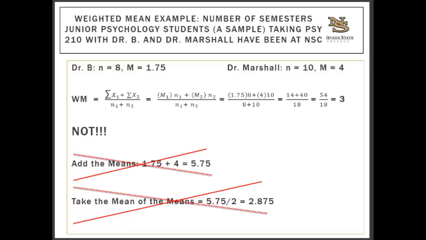Now remember, I said that the whole point of the weighted mean is that you want the mean that comes from the larger sample to carry more weight or to be more influential in the final value. And guess what? Our final weighted mean of 3 is in fact closer to 4, the mean from the larger sample of 10 students, than it is to the mean of 1.75 that came from the smaller sample of 8 students. So that's a really great way to check your work. If you calculate a weighted mean and it's not closer to the mean from the larger sample, you know something has gone awry.